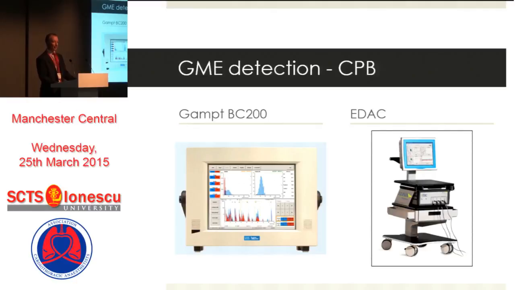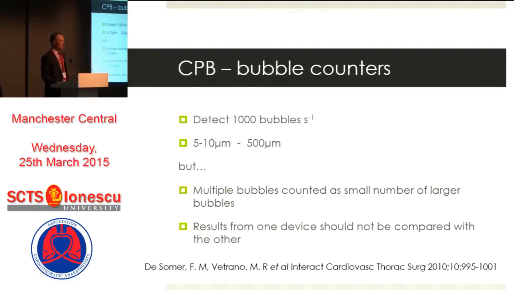comes to GME detection. We can pretend it doesn't happen, or we can employ one of these 2 main commercially available devices to keep track of the GME exposure that we think we're giving to our patients on a daily basis, the GAMT BC200 or the emboli detection and quantification device on the right. These use pulse wave ultrasound and report to be able to detect up to 1,000 bubbles per second, of the range 5 to 10 up to 500 microns.